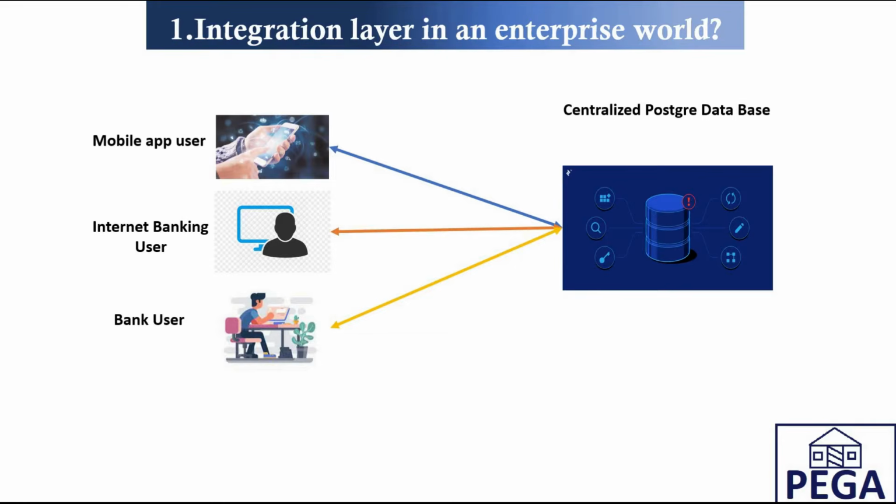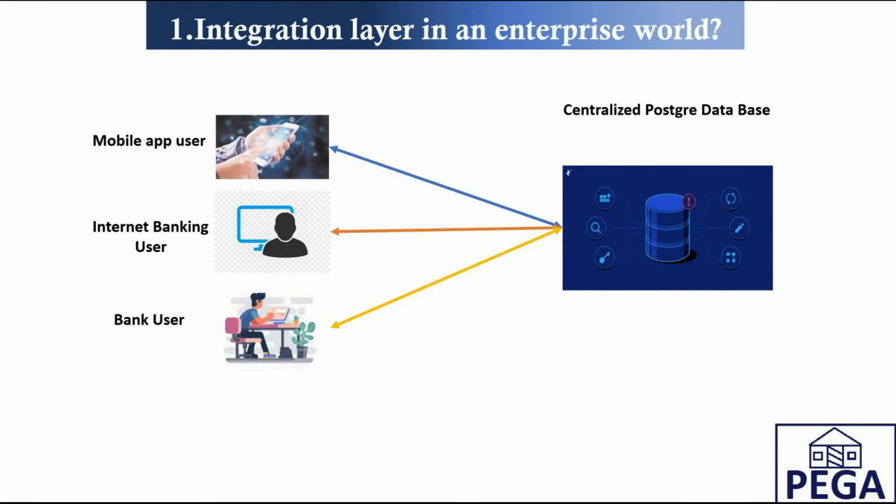database. Now think about this, right? So what happened over here? Now as I told, there is a 100% chance that they are different applications, built on different technologies. So in the mobile app user, that application will write the code to connect to the database. The internet banking user portal or application will write the code to connect to the Postgre database, and also the bank user portal will write the code to connect to the Postgre database.